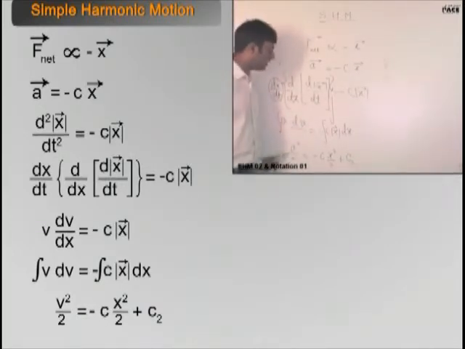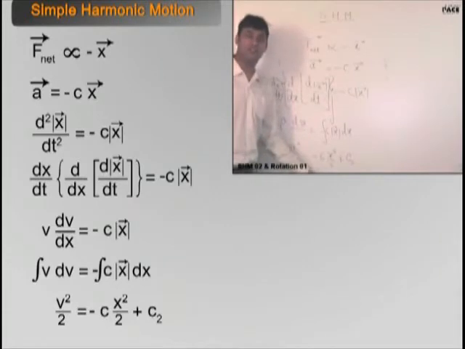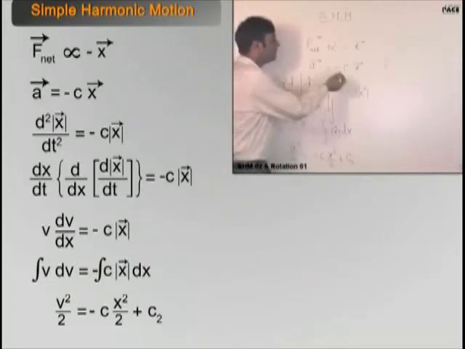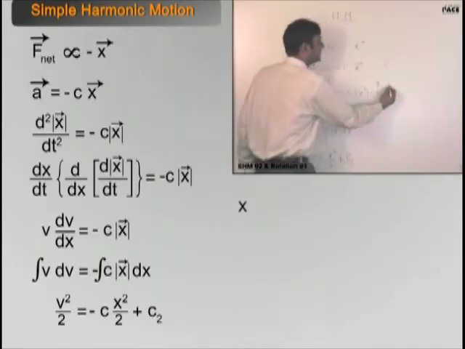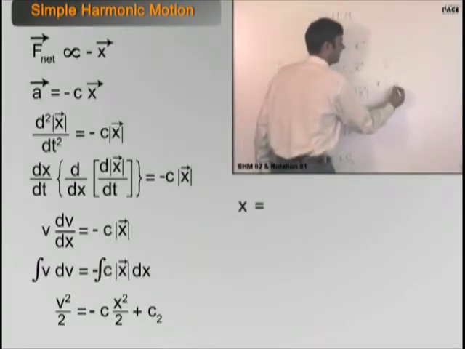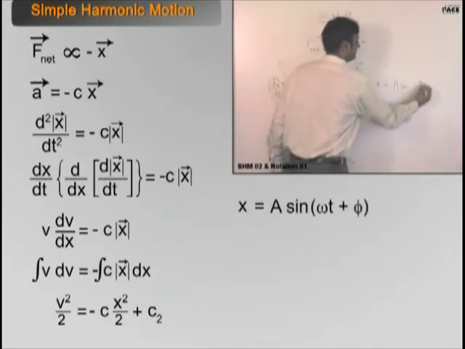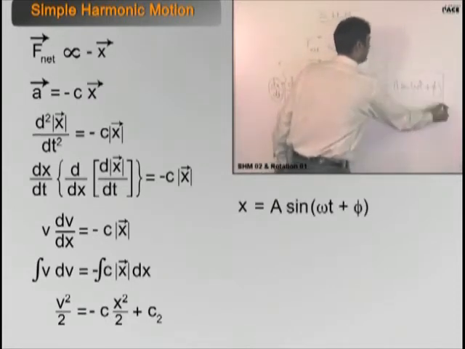Now once you have found v, if you write v as dx by dt and this right side function will be a function of x, and then you integrate, you will finally get x as a function of t, and that function will be of that form only, which we learned yesterday. What was that form? x is equal to A sin(omega t plus phi). It will be in this form.